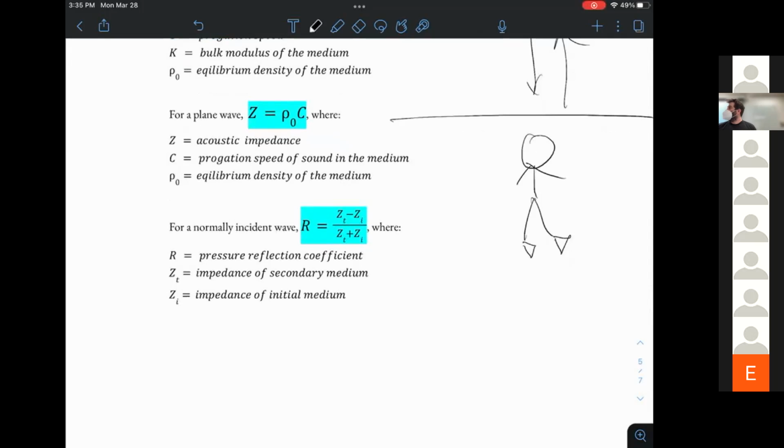Okay, so let's draw that here. ZT, ZI, incident, transmitted. Everybody okay with that? Plug that sucker in, you're done.